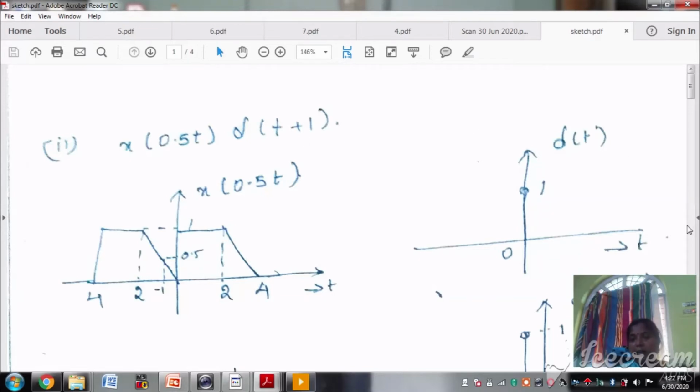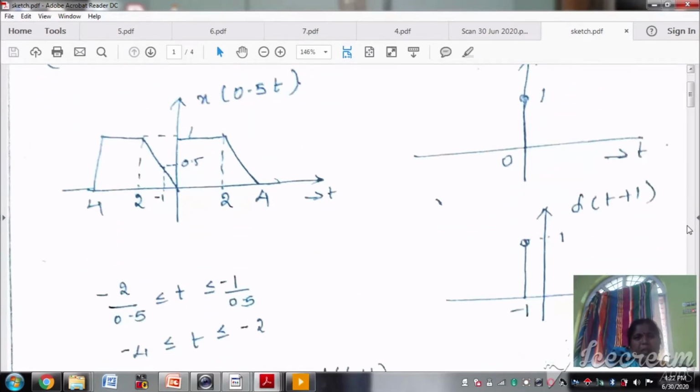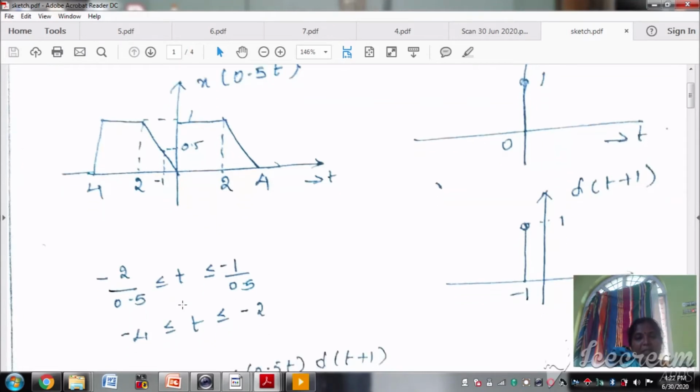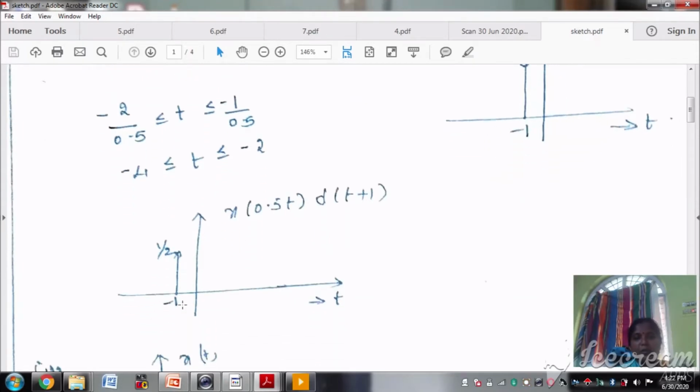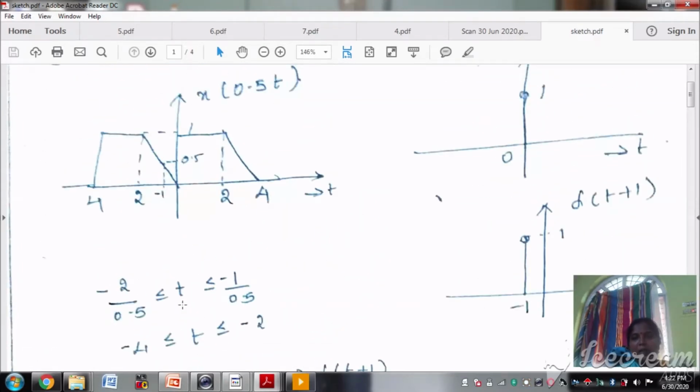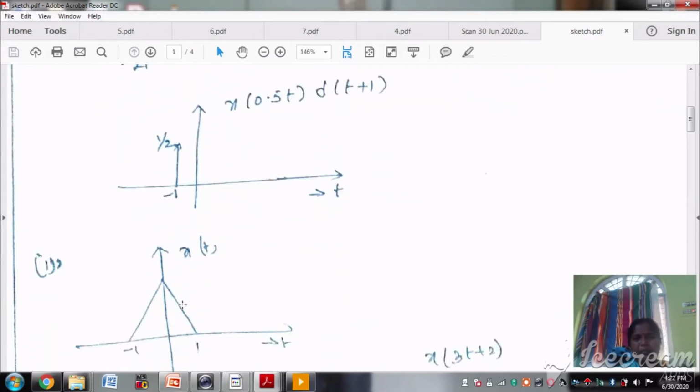Now it is 0.5, so the signal will expand, because your scaling factor is 0.5. So it will expand. Taking the values 4 to 4, if you multiply by 0.5, that is 4 by 0.5, so that will increase. After that you are going to multiply these two signals. If you multiply these two signals, then at minus 1 you will get 1 by 2.